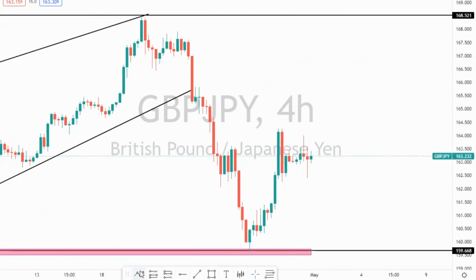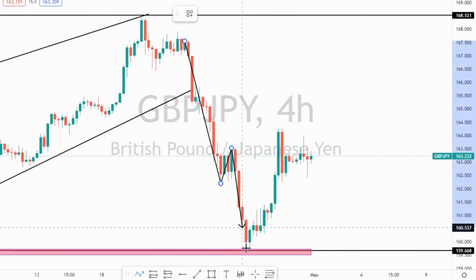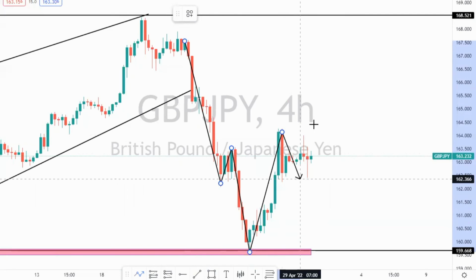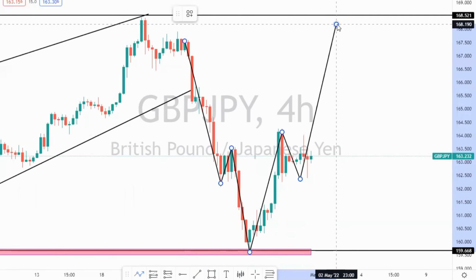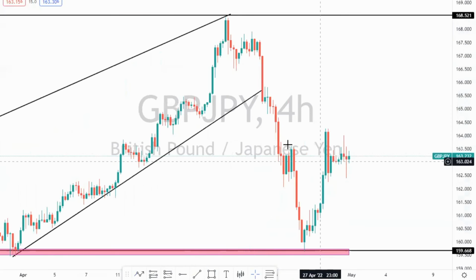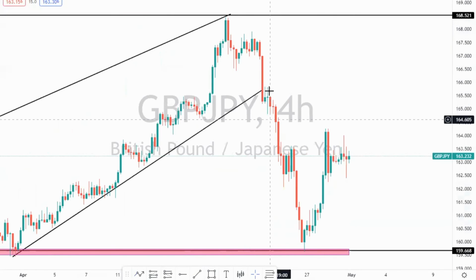So with the naked eye, I can see that we have a pattern. What kind of pattern? This is our left shoulder. This is our head, and this could be a potential right shoulder, right? So the pattern that I'm seeing is an inverse head and shoulder. An inverse head and shoulder is also a reversal pattern. So we can see that we have a pattern within a pattern.